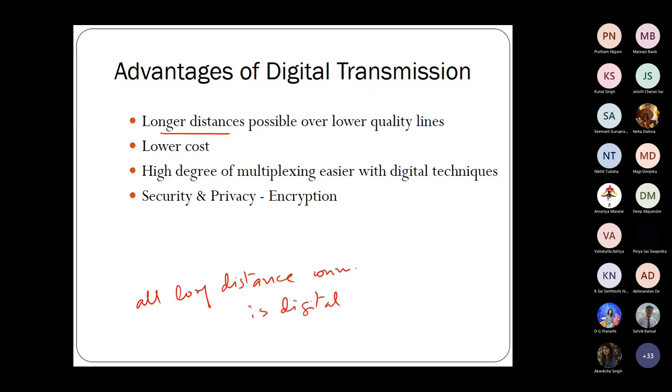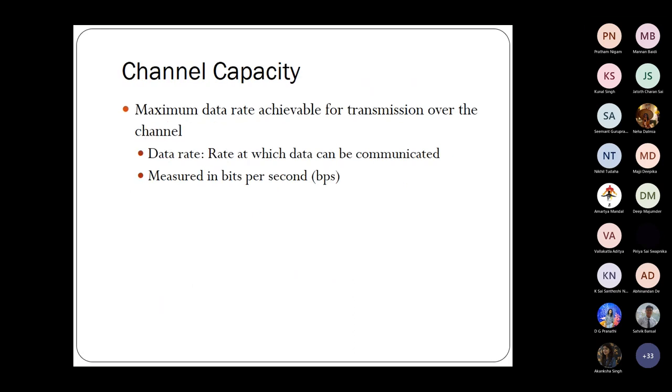Okay. Let us talk about something else. So what is the channel capacity? Channel is basically the communication path between a sender and a receiver. So what is the maximum data rate achievable for transmission? Data rate is the rate at which data can be communicated.